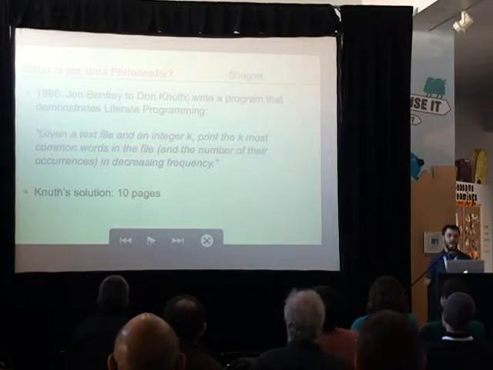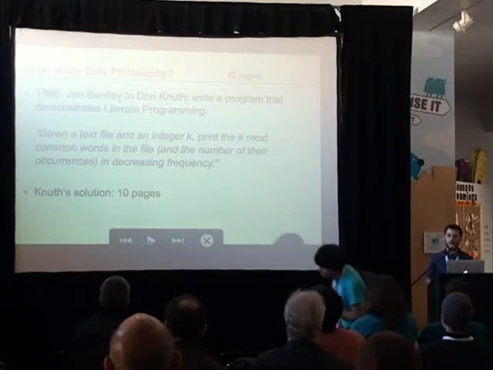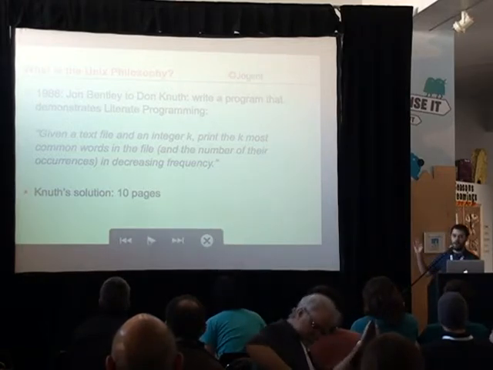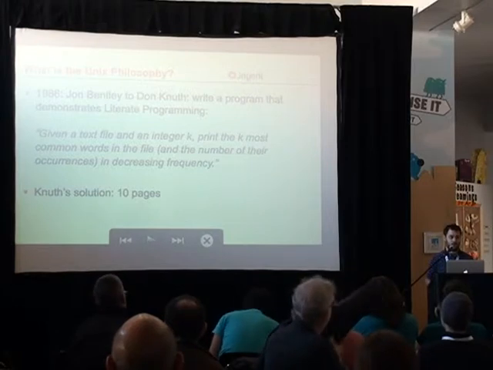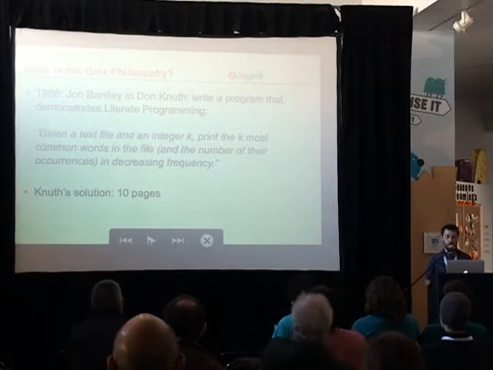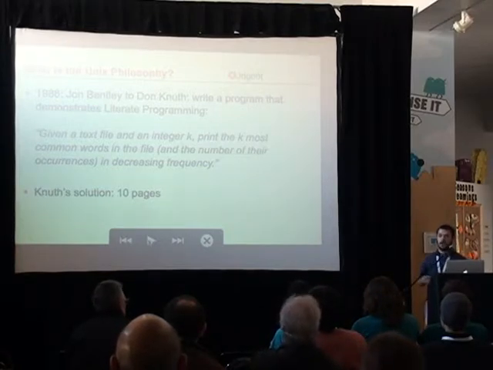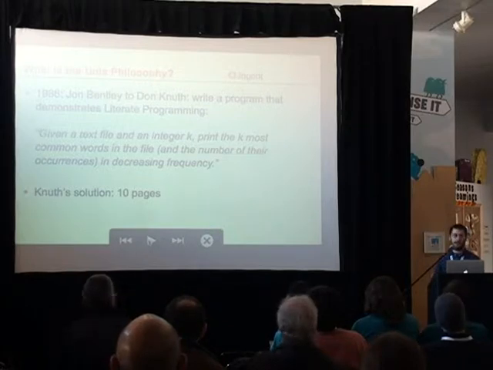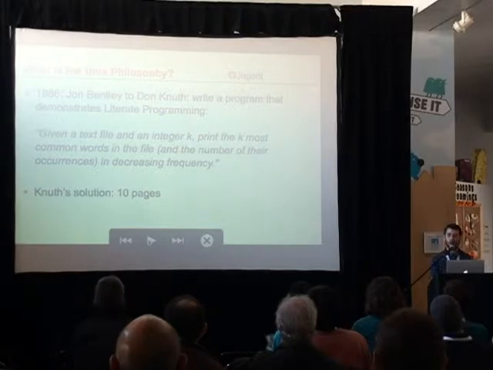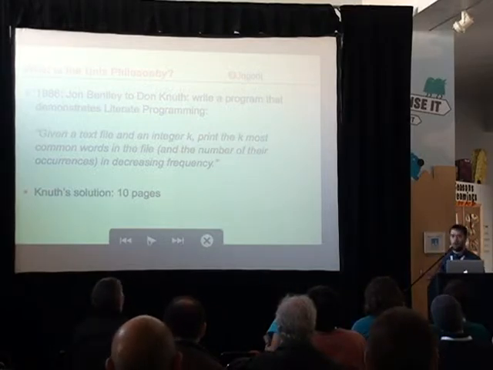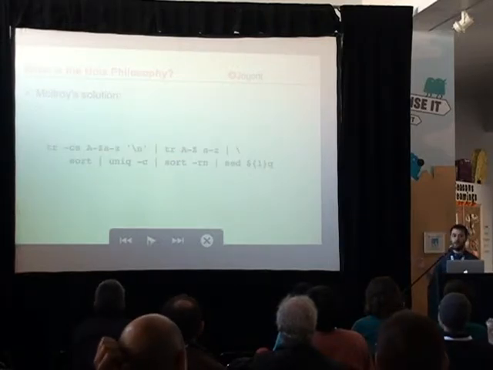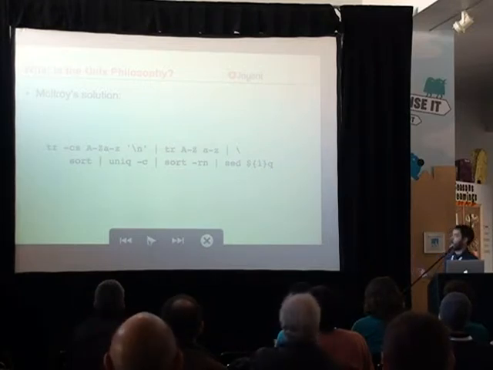In 1986, Jon Bentley of the ACM asked Don Knuth to write a program that demonstrates literate programming. The problem here, very straightforward, turns out to be a very good problem for this question: given a text file and an integer k, print the k most common words in the file, and the number of their occurrences in decreasing frequency. So Knuth comes back with a solution that's 10 pages in a custom programming language, which is fine, it's the point of the article. But Bentley then asks Doug McIlroy, famous for inventing the Unix pipe, to review this solution and talk about it. And he comes back with this shell pipeline. He literally replaced Knuth's program with a small shell pipeline.